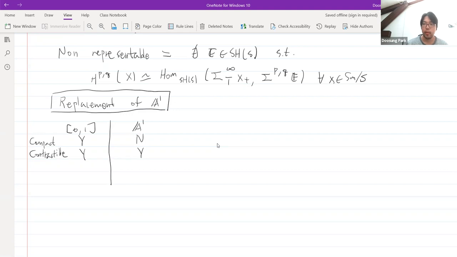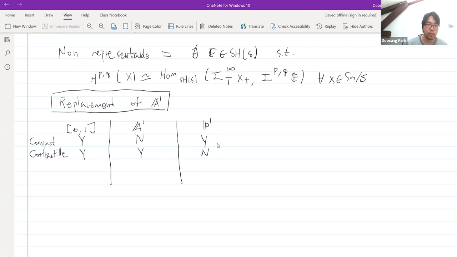So we want a better, a closer replacement. The motivation of our construction is we want to find something which is both compact and contractible. You may try, for example, P1, and this is compact but not contractible.